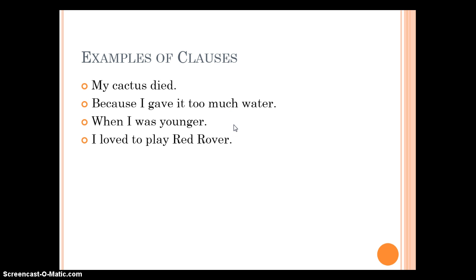I loved to play Red Rover. Subject is I. The predicate is what I liked to do. I loved to play Red Rover. And that is a complete meaning by itself, so it is an independent clause. I am always ready to learn something new. The subject is I. The predicate is am always ready to learn something new. That's a complete meaning, so that is an independent clause.